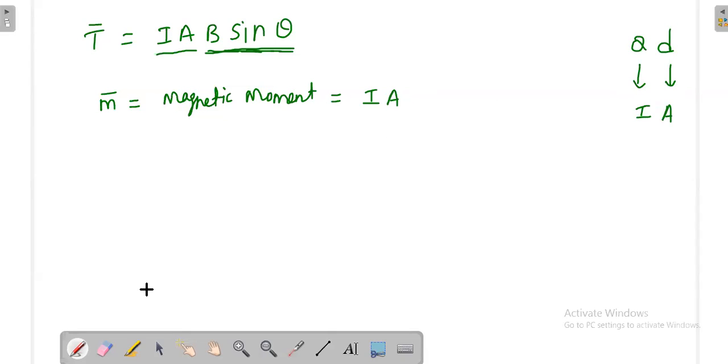Then what is the unit of magnetic moment? That is ampere meter square. Ampere meter square is the unit of magnetic moment.